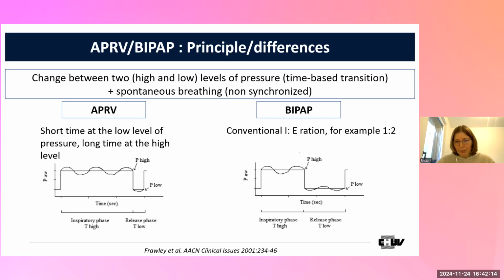Oppositely, in BIPAP, the idea is the same. There is no synchronization, but the I/E ratio is conventional, for example, 1/2. You don't have the inverse ratio as you have in APRV. Then it's totally different. With BIPAP, you cannot really recruit more than with another mode, but you can have spontaneous ventilation in addition to an alternance of 2 levels of pressure support.